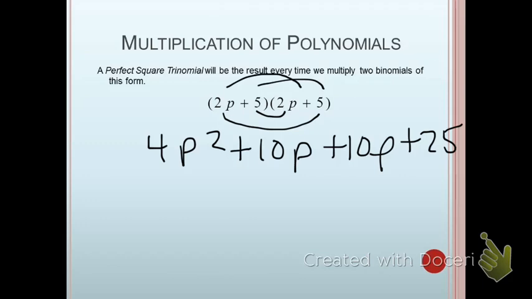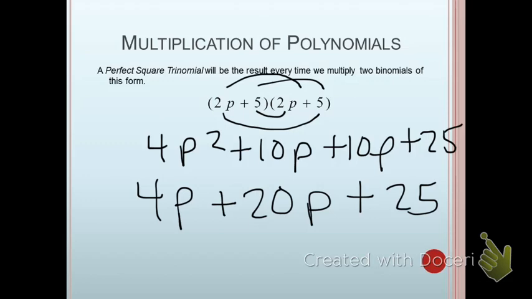Notice once again our inner and outer are exactly the same. We'll combine those because they're like terms. Drop down your positive 25 and drop down your 4p squared. So the resulting product is a perfect square trinomial. And notice, if you have a perfect square trinomial, the first term will be a perfect square, and the last term will also be a perfect square.